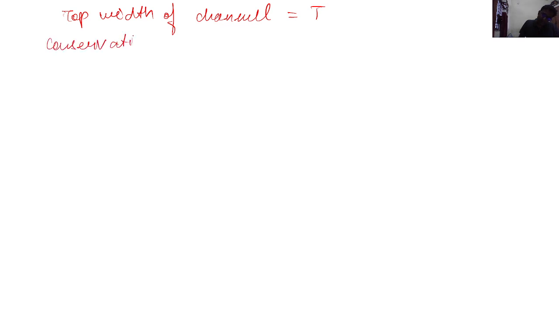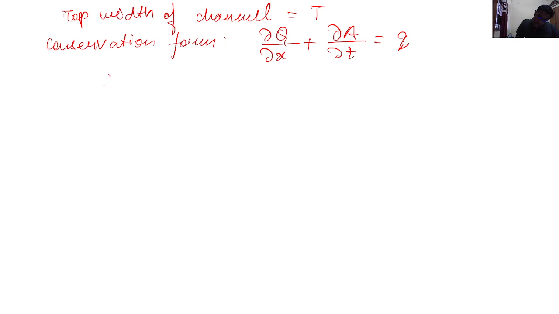So let us just again write the continuity equation in terms of the top width. Let us suppose top width of channel is equal to T. So the conservation form we remember would be something like this: del Q by del x plus del A by del t is equal to small q. That was the conservation form. Now area we can also represent as the product of the top width times the water depth.